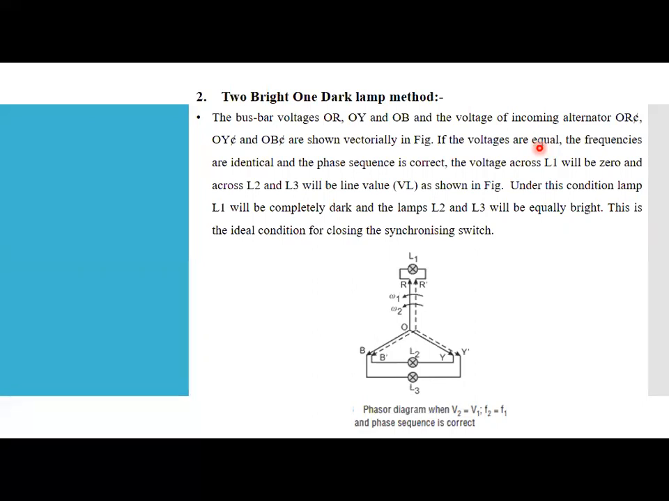All things are correct, so we can close the synchronizing switch. Second, voltage is not the same, and third, frequency is not the same. Okay, you have to write down all three, and the method is common. If voltage is not the same, increase the excitation or decrease the excitation, and it will be the same. If frequency is not the same, increase the speed or decrease the speed, and the frequency will be the same. All the things are the same, close the switch.